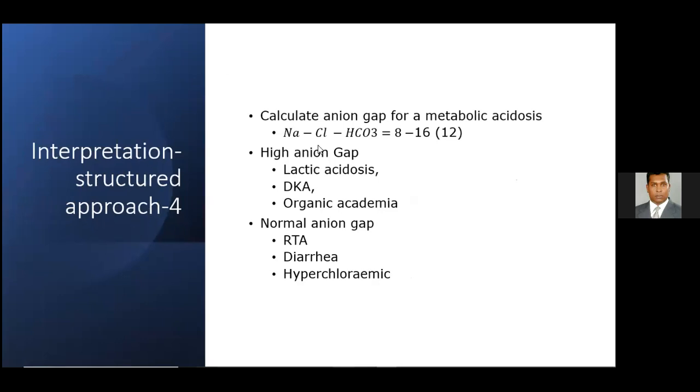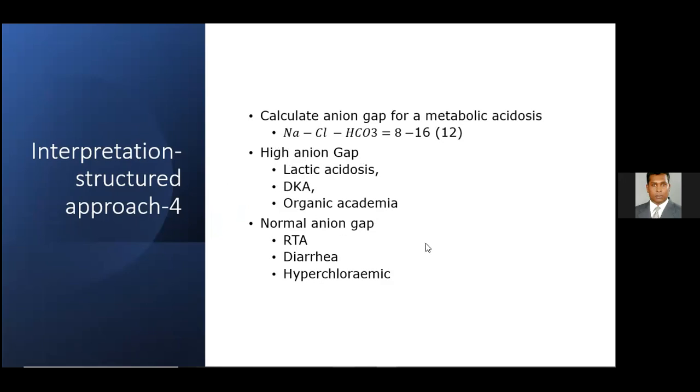Whenever you have metabolic acidosis, then you need to calculate the anion gap. So anion gap is actually sodium minus chloride minus bicarbonate, and the range is 8 to 16, and again the cutoff point is 12. And usually when we talk about high anion gap, you have an anion gap of more than 20, and normal anion gap is anything between 8 to 16. So your anion gap acidosis can be classified into high anion gap and normal anion gap.